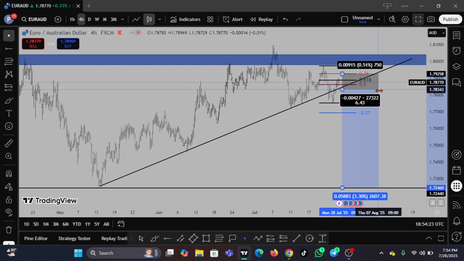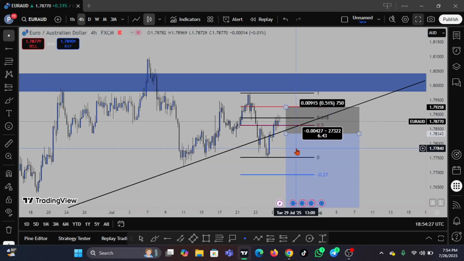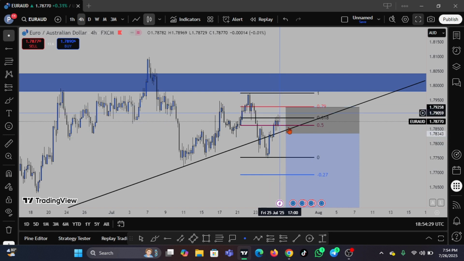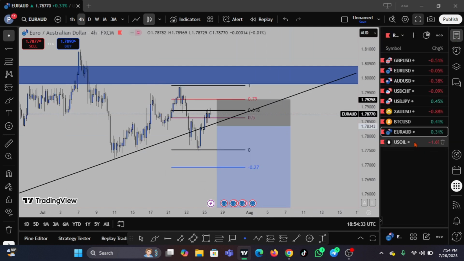I'm targeting this down on Euro AUD. So if I should see my entry there, I will short Euro AUD to the downside.